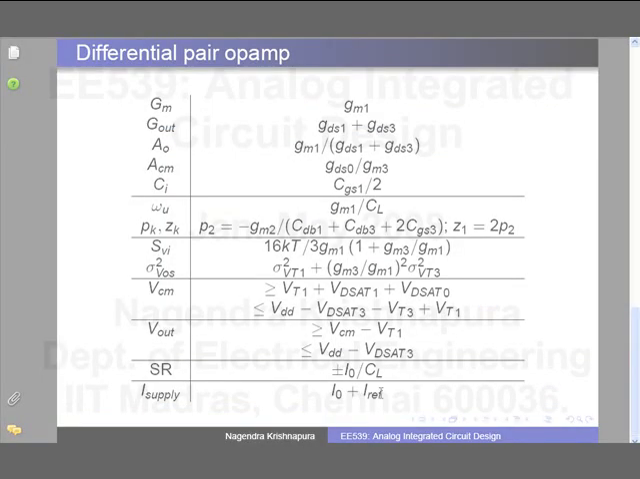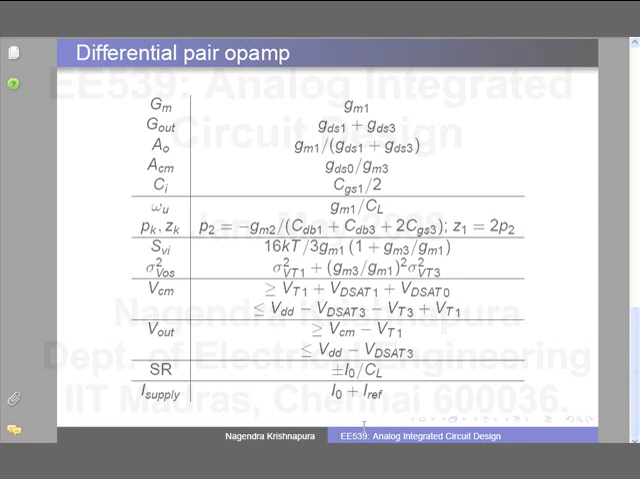And then omega U is GM1 by CL, and there is an additional pole and zero. The input referred noise spectral density is basically because of GM1, and there is some additional component because of the current mirror load. Similarly for the offset, here I have ignored the current factor error, I have only taken the delta VT. And the common mode voltage and V out have some ranges. This is the slew rate, and the supply current is I0 plus IREF. It's to reduce this that you would want to minimize IREF.